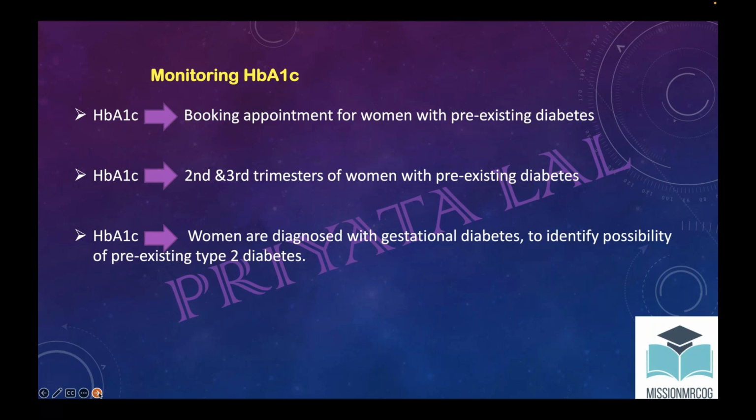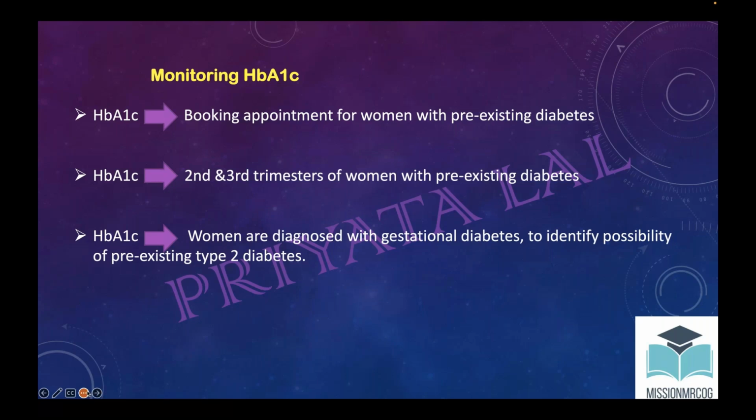So I'm repeating it again. In women with pre-existing diabetes, they would like to check glycosylated hemoglobin at the booking visit, and also in the second and third trimester of pregnancy. But if the patient has GDM, then they will also do it, because they want to know whether any pre-existing type 2 diabetes mellitus is there or not. So this is all about the glycosylated hemoglobin check.